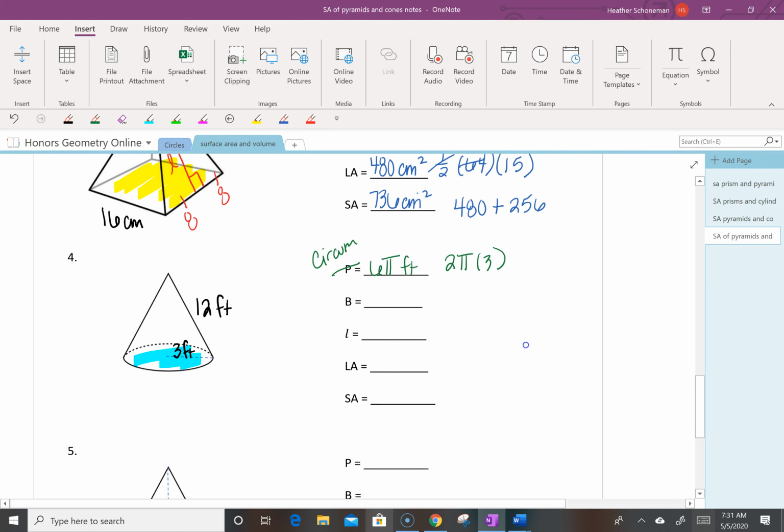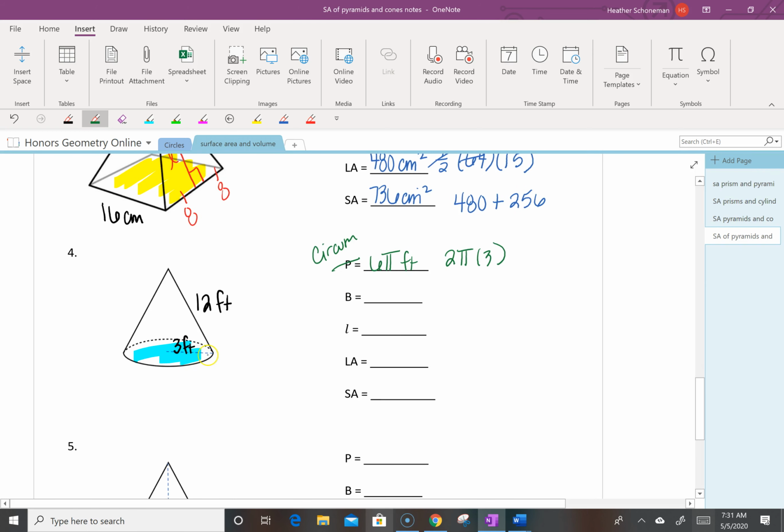Also remember, anytime we're dealing with a circle, if I've drawn in the radius, the number I've given you is the radius. If I draw in the diameter, the number I gave you is the diameter. Okay, area of the base. Well, that means we're going to find the area of a circle. So that's pi times 3 squared. So I get 9 pi feet squared.